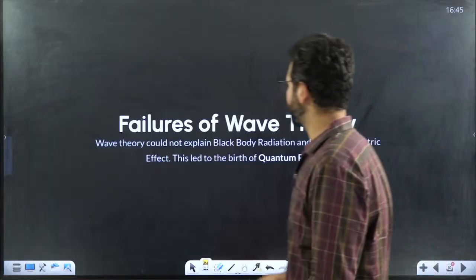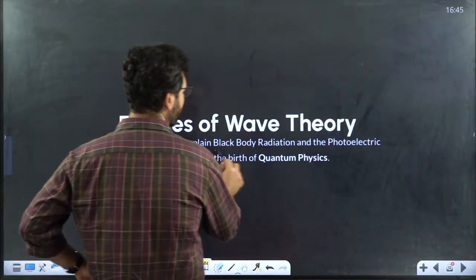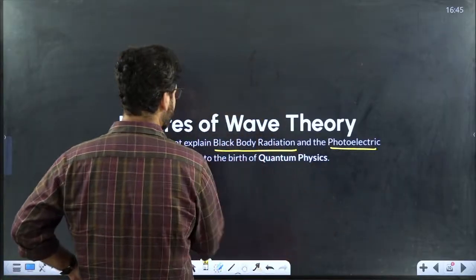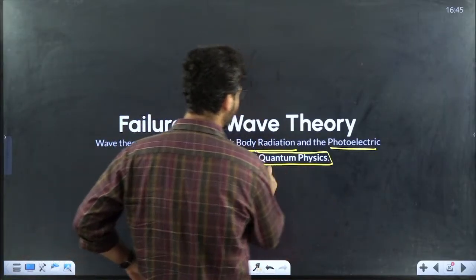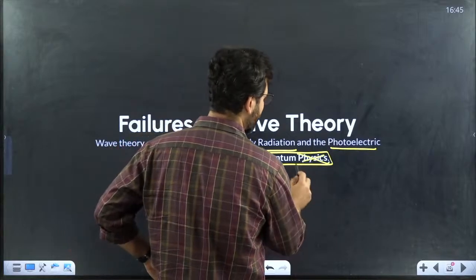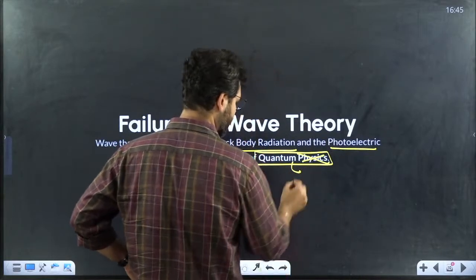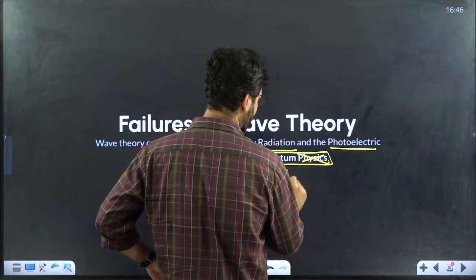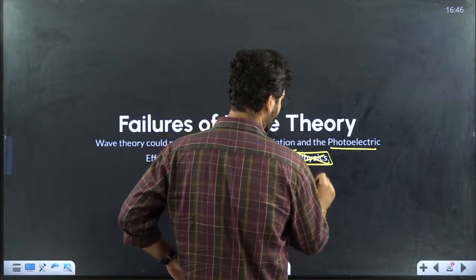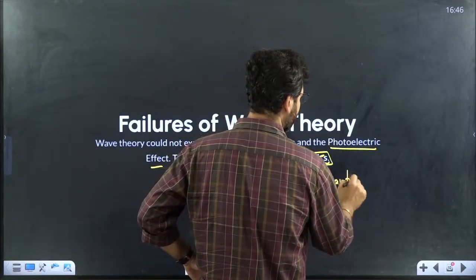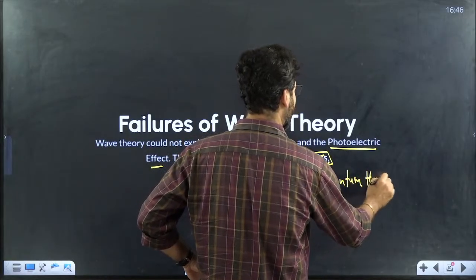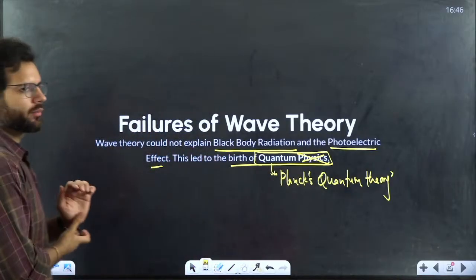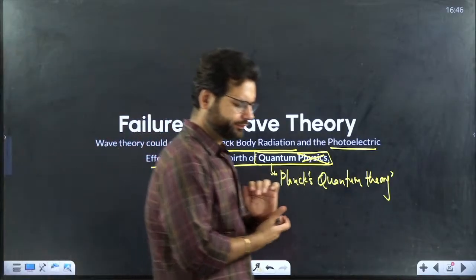The failure of the wave theory, as I told you, is that it could not explain black body radiation and the photoelectric effect. This led to the birth of quantum physics, or we can say Planck's quantum theory. This gave rise to Planck's quantum theory.